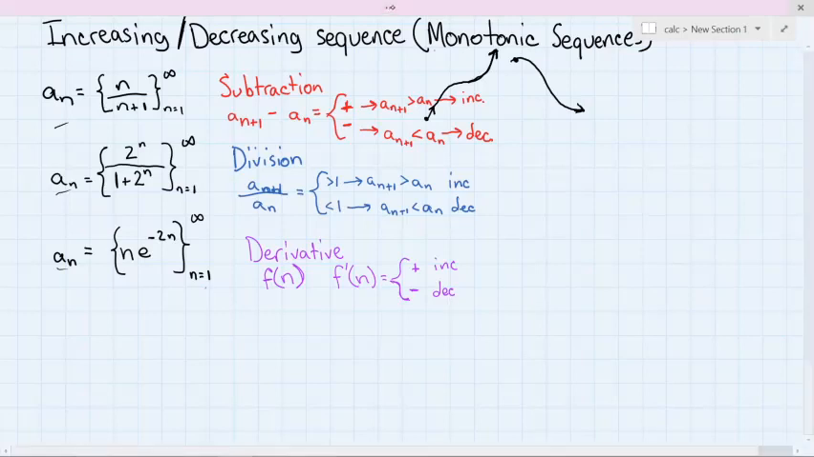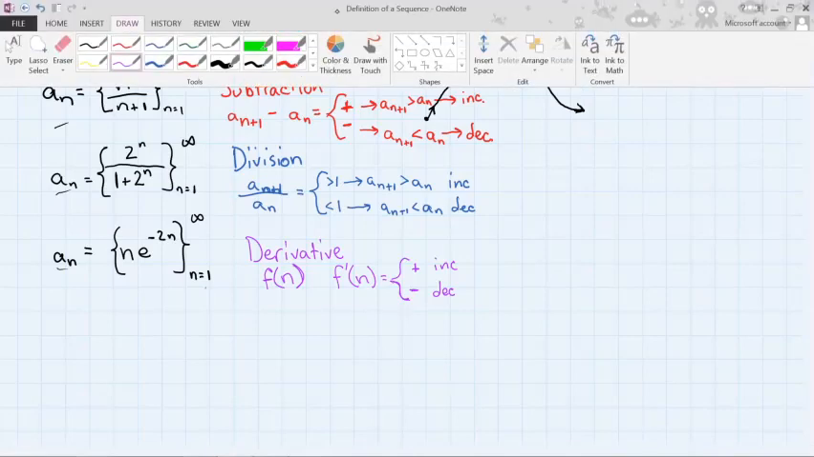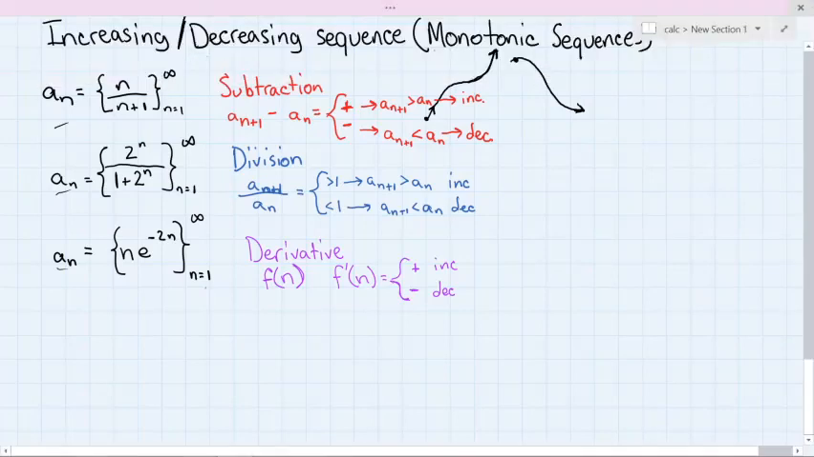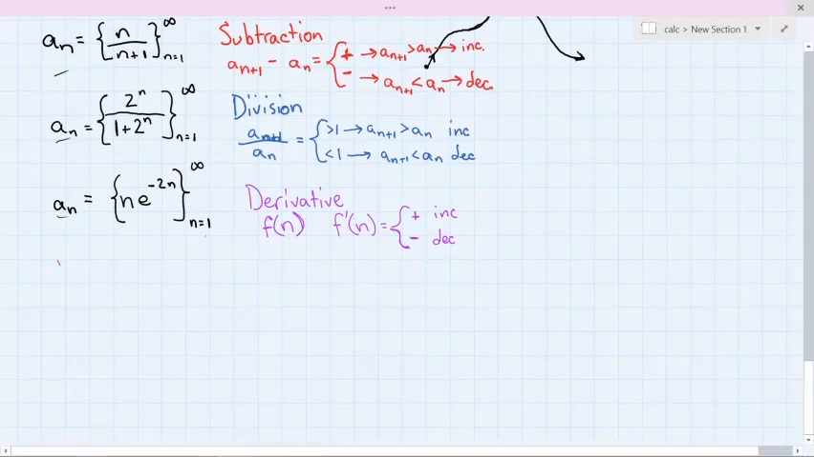So what I'm going to do is solve the subtraction method first to show you how it's done. Switch that to the red.